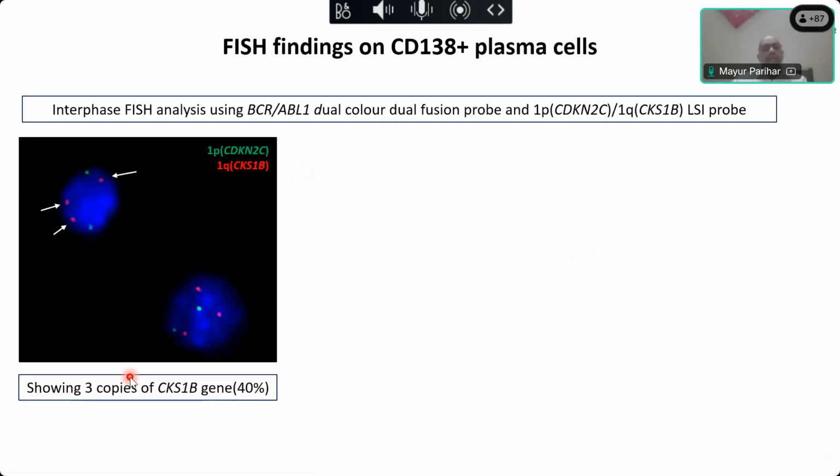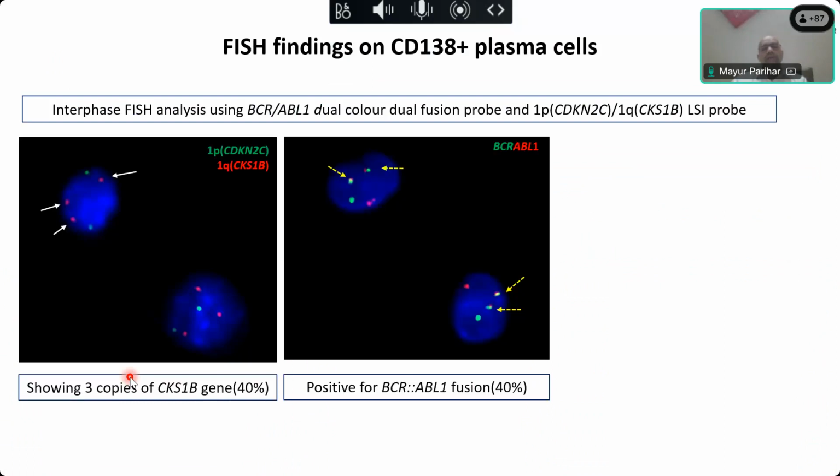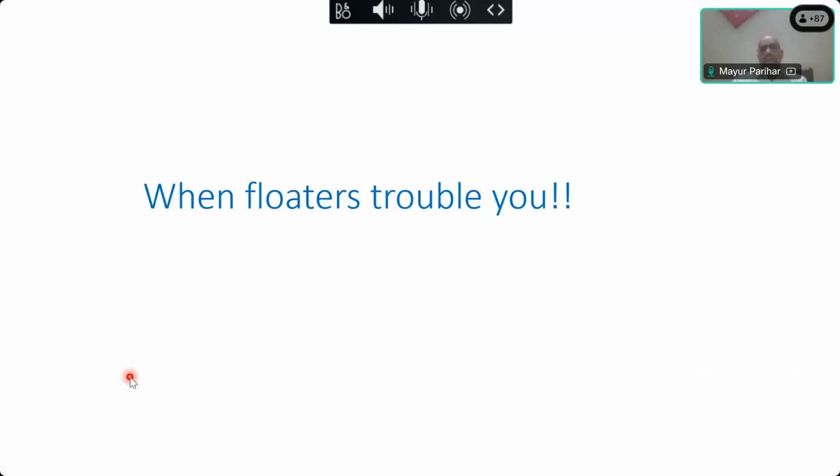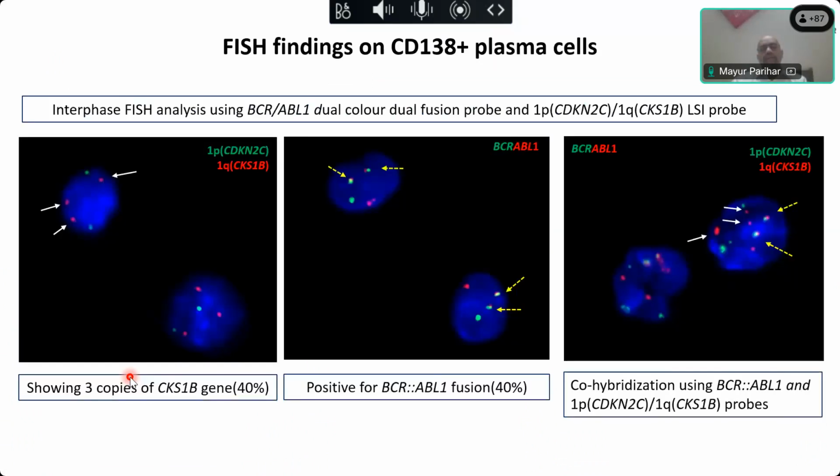So we did a FISH panel, and this patient had a 1p 19q deletion, right? And the BCR-ABL fusion was positive. Okay. So we asked ourselves a question: are these 2 malignancies coming from the same tumor, from the same stem cell, or are they coming from 2 different stem cells? Are these 2 different malignancies, or are they arising from the same malignancy? So what did we do?